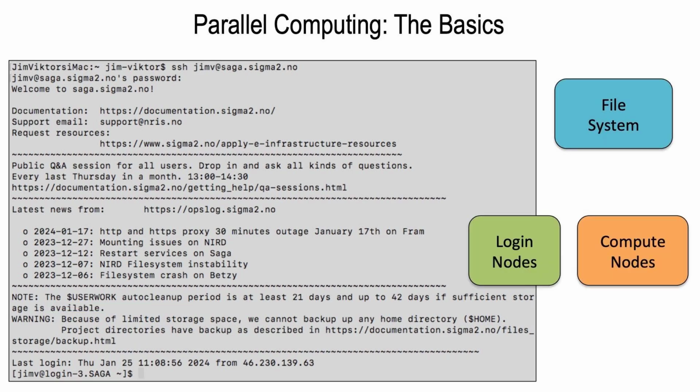The Saga Linux cluster comprises three essential components: the file system, the login nodes, and the compute nodes. There are 8 login and service nodes. For compute nodes, there are 7 different types, totaling 374 nodes.